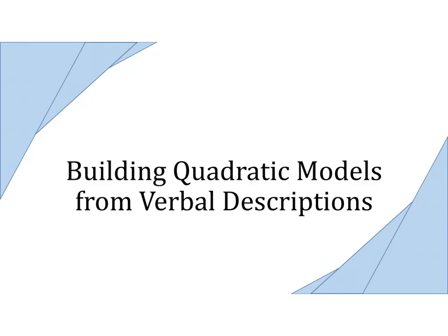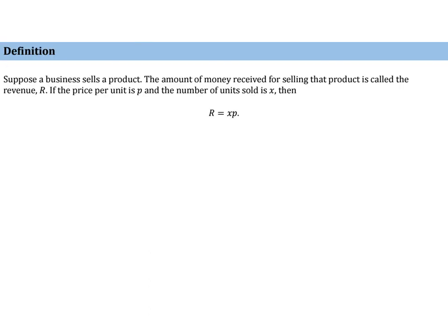So let's take a look at how to apply quadratic functions to a real-world situation. In economics, we can talk about revenue. And revenue is simply the amount of money that you receive for selling a product. So if you have X products and you have P as the price per product, you can multiply those two, and that will give you the revenue.